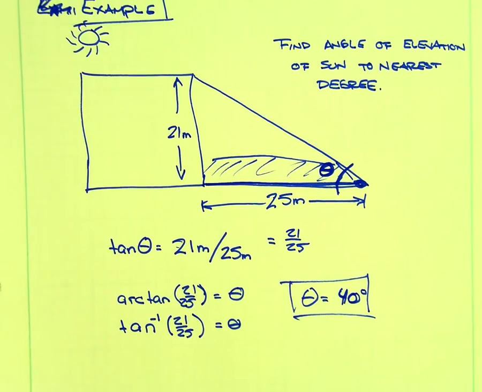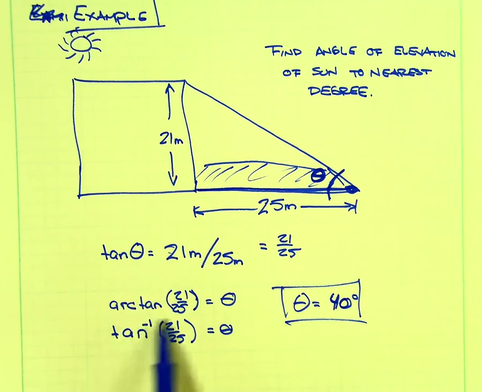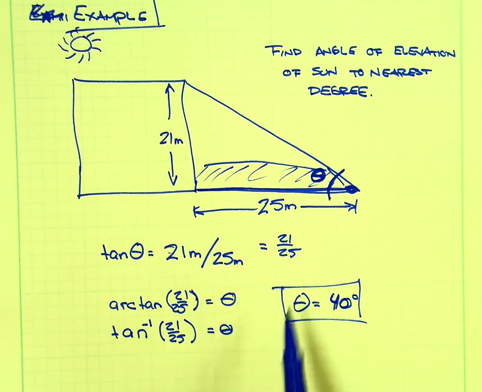Oops, I just realized I ran off the screen. So once again, we've got the arctan, or tangent to the negative 1 power. That's how it's usually put in most calculators. So that's going to be the angle of elevation.